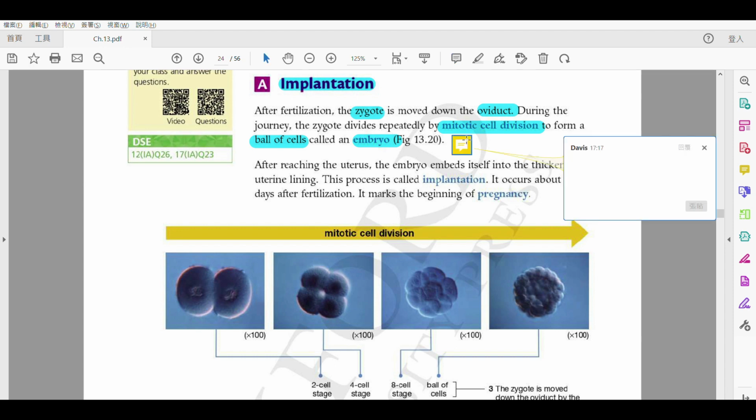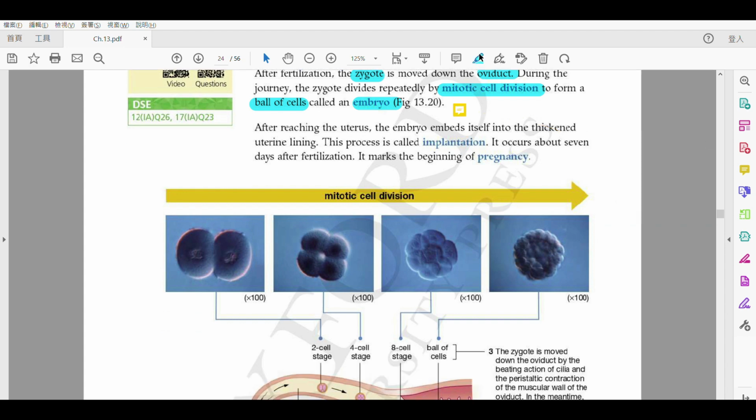Normally, when will we say that it is an embryo? 幾時先至會叫做一個 embryo 呢？Normally, we say that it is more than 16 cells. After it gets more than 16 cells, it will become an embryo. 好，陣間再講啦。So after reaching the uterus, it will embed itself.